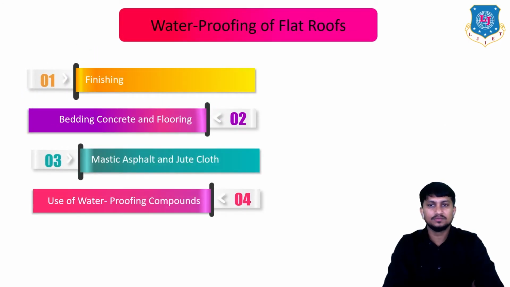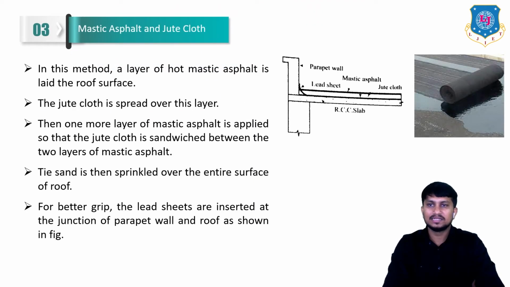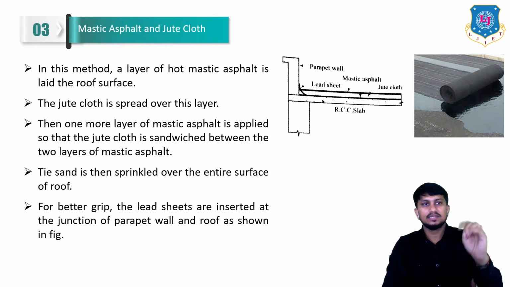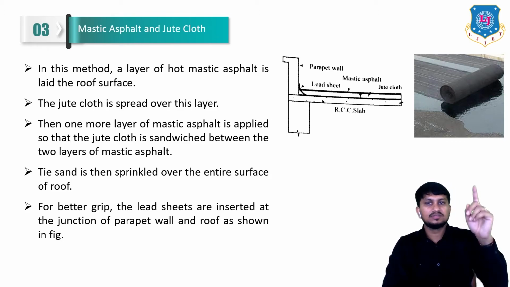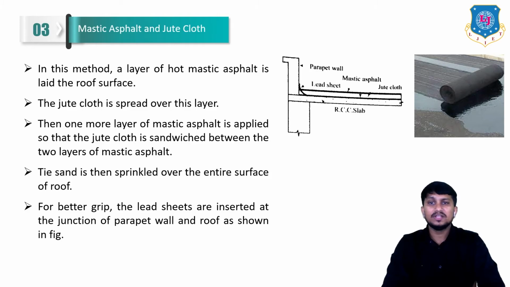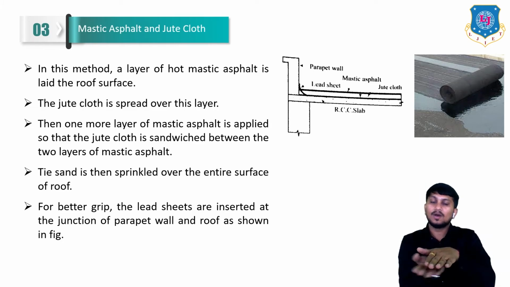Now let's see the third method, which is mastic asphalt and jute cloth. In this method, a layer of hot mastic asphalt is laid on the roof surface. You can clearly see how the mastic asphalt is spread over the roof. The jute cloth is spread over this mastic asphalt layer. This is how the jute cloth looks. Then one more layer of mastic asphalt is applied so that the jute cloth is sandwiched between the two layers of mastic asphalt. First the mastic asphalt layer is done, then jute cloth is spread over it, and above this the mastic asphalt layer is done again. This is how the sandwich of mastic asphalt and jute cloth should be done.